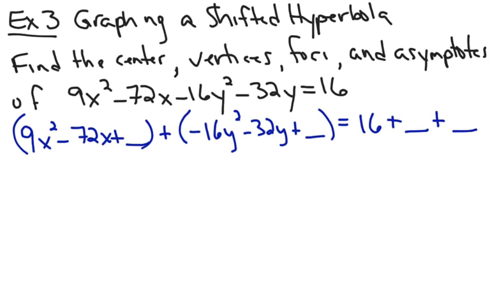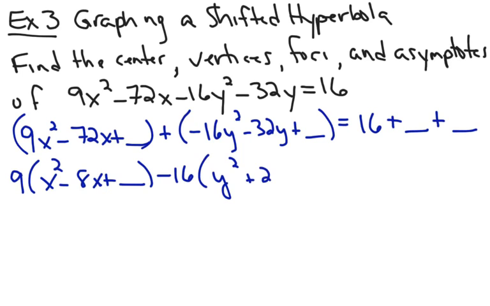In order to complete the square, you have to have a leading coefficient of 1. So, whatever coefficient is in front of the square term, factor it out. So 9 gets factored out of the first one: x squared - 8x plus blank. -16 gets factored out of the second parentheses. Watch your signs. y squared + 2y plus blank. Remember, the third term stays positive even though you factored out a -16, because when you complete the square, the last term is a perfect square, and perfect squares are always positive.